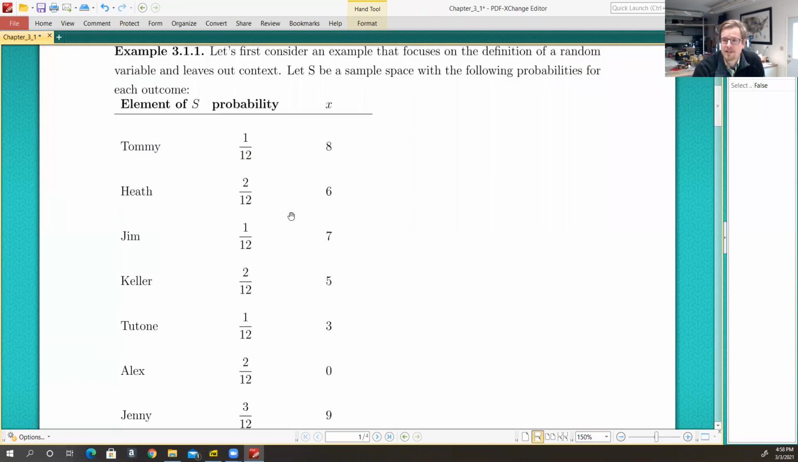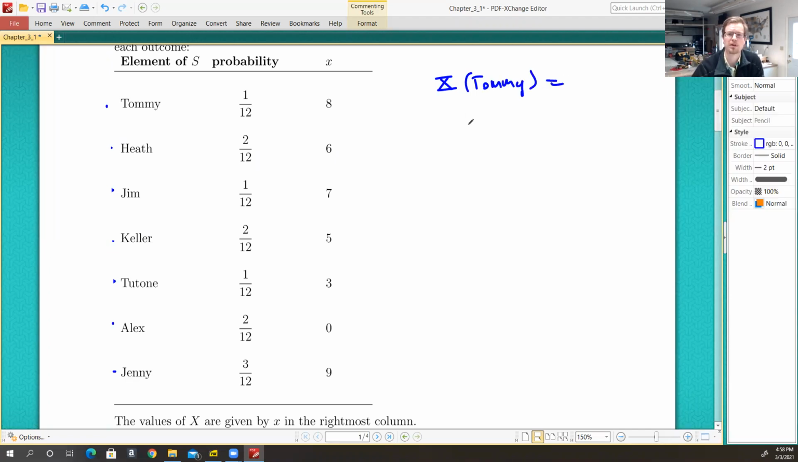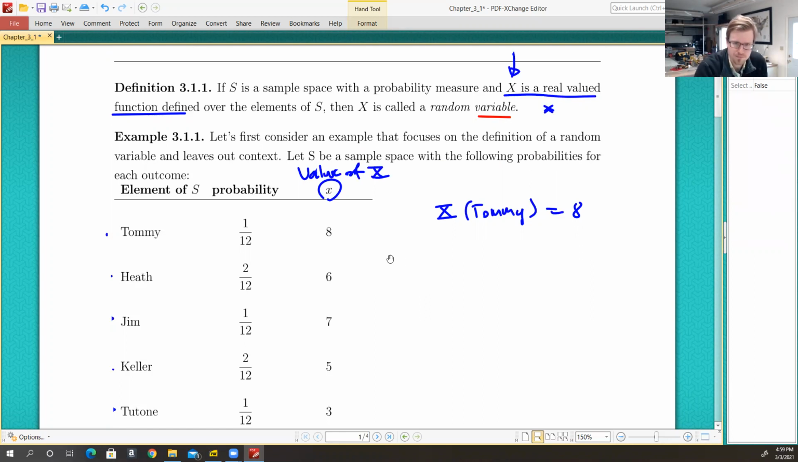The elements of our sample space, the possible outcomes, are Tommy, Heath, Jim, Keller, Two-Tone, Alex, and Jenny. There are 1, 2, 3, 4, 5, 6, 7 elements in our sample space. If I take the function X and plug in Tommy, I want a real number output, and that number is 8. So lowercase x represents the value that the function X takes on; it gives the value of the random variable.